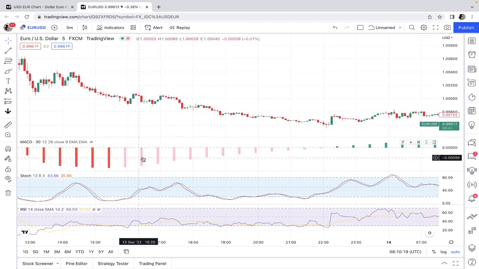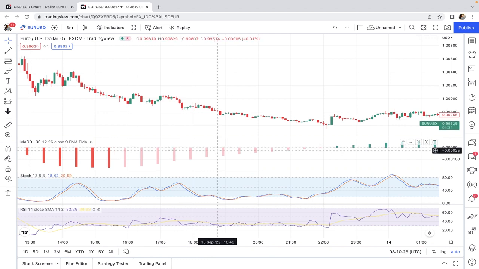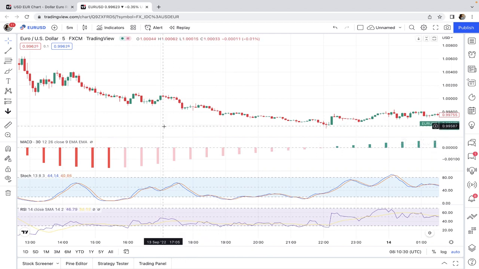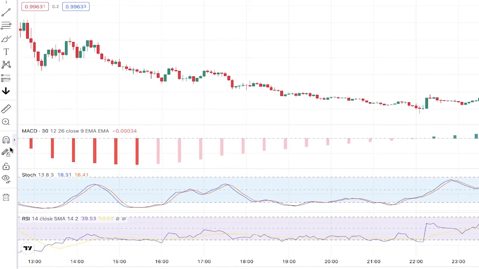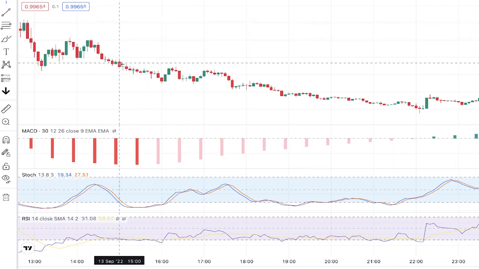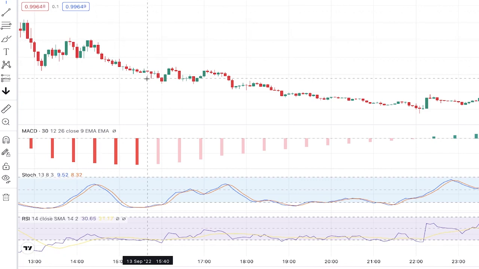So after identifying the direction of the market, then we must identify pullbacks for any potential trade entry in the direction of the trend. For example, here you can see that the MACD histogram is red, showing declining of the price on the higher time frame, and also here the price is declining, as you can see. Then we must wait for the pullback.